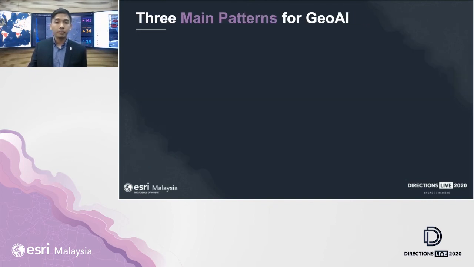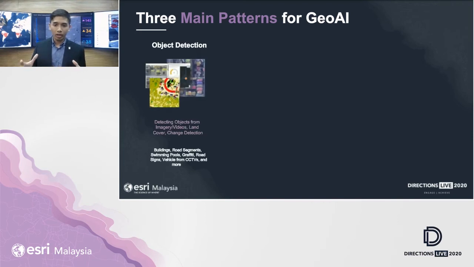Okay, the three main patterns for GeoAI. Over here, we can come back to object detection from GeoAI, where you can detect objects from imagery and from videos, anything that you can see with your eyes. Basically, you can train the machine to do the identification work for you.